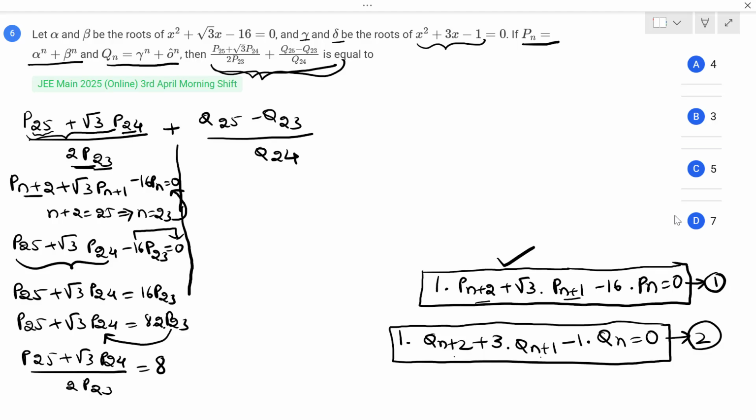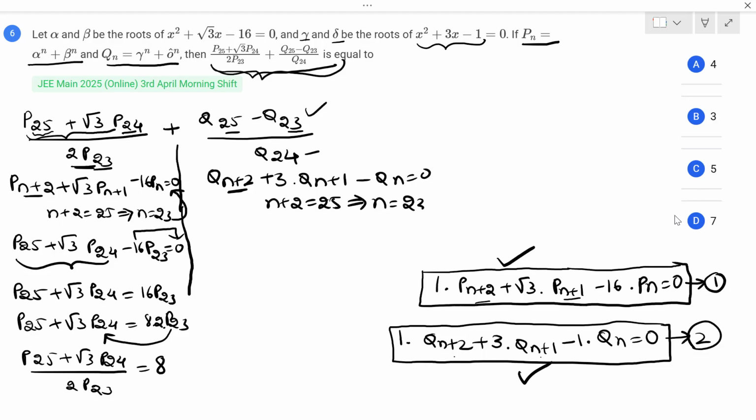In the same way, the Q's are related to equation 2, clearly. So write equation 2: Q(n+2) plus 3 times Q(n+1) minus Qn is equal to 0. I can clearly see 25, 23, 24. The highest number is 25, so n plus 2 is the highest in the equation. So n plus 2 has to be 25, which means n is equal to how much? 23. So substitute n equals 23 in this. That would be Q25 plus 3 times Q24 minus Q23 is equal to 0.